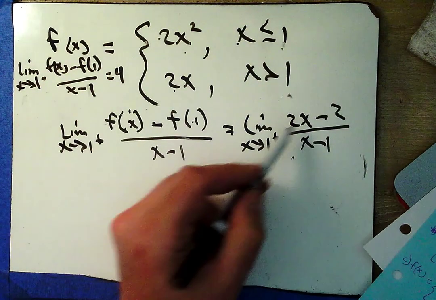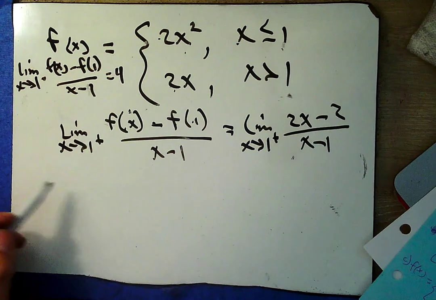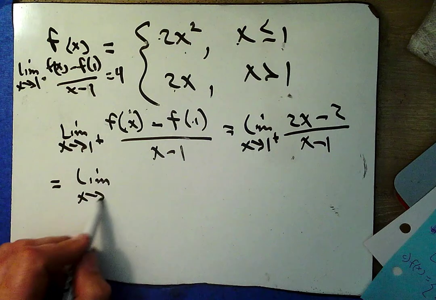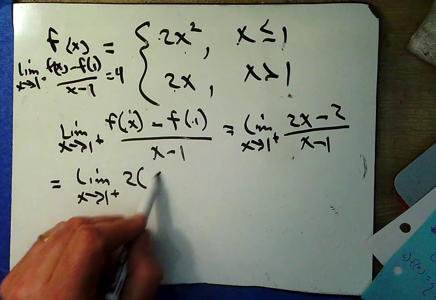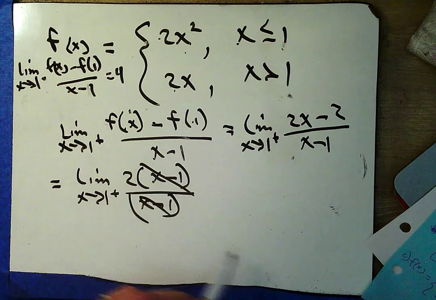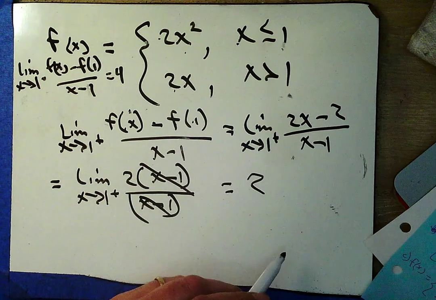And if I try direct substitution, I get 0 over 0. So I'm going to take this a little further, and I'm going to say the limit as x approaches 1 from the positive of 2x minus 2 over x minus 1. Cancel, cancel, and so I get 2.